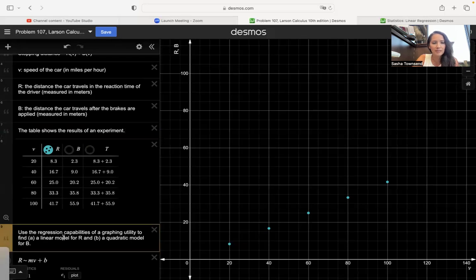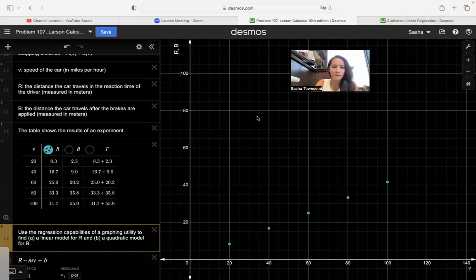And the problem statement says, use the regression capabilities of a graphing utility to find A, a linear model for R, and B, a quadratic model for B. So when you look at this set of points for R versus V, so that distance the car travels during the reaction time of the driver as a function of the speed the car is going in miles per hour, this is what we get. When we plot those points, it looks like a line. And so it makes sense that the textbook author has asked us to find a linear model for R.